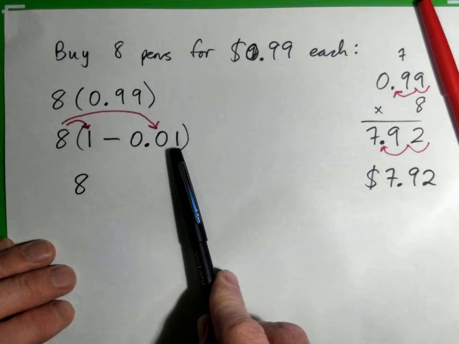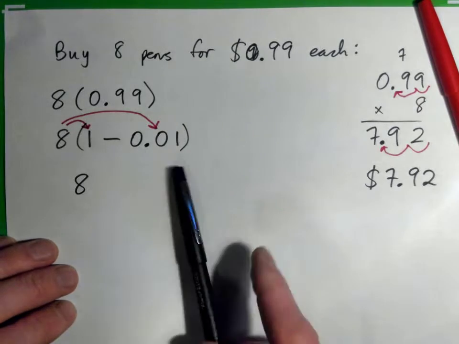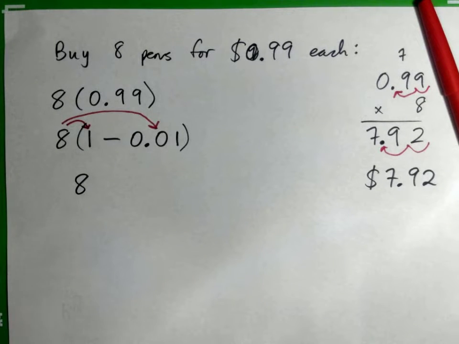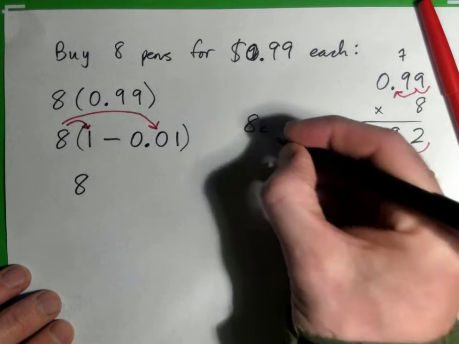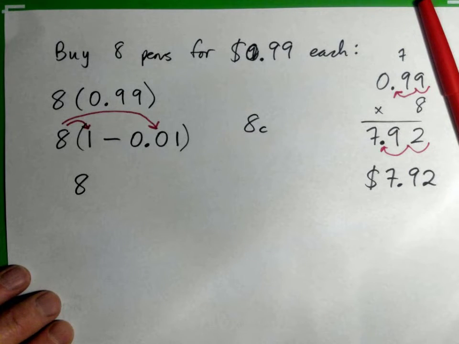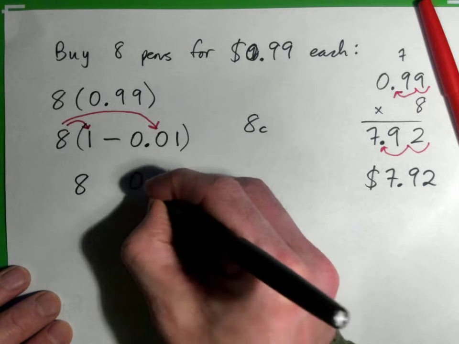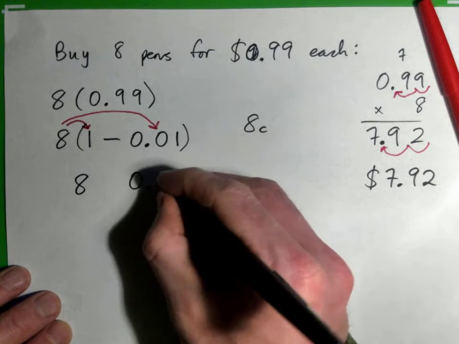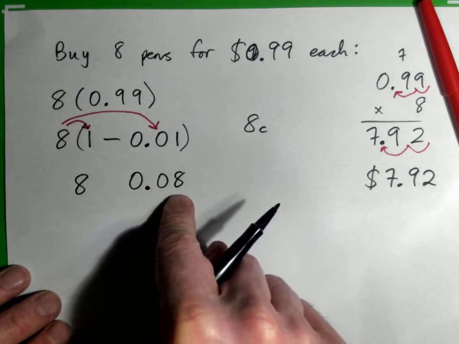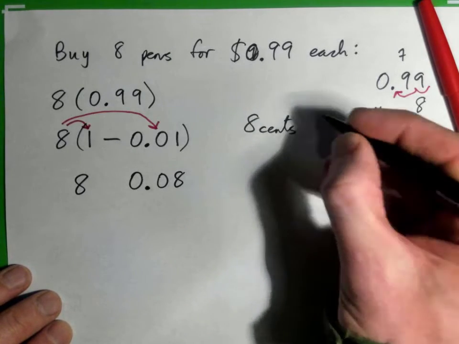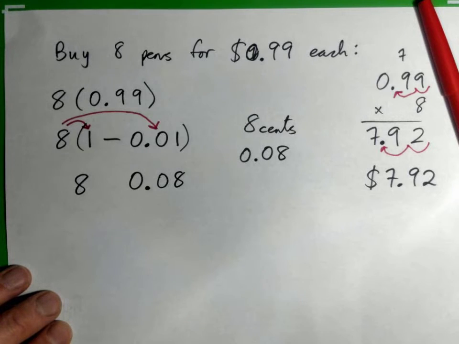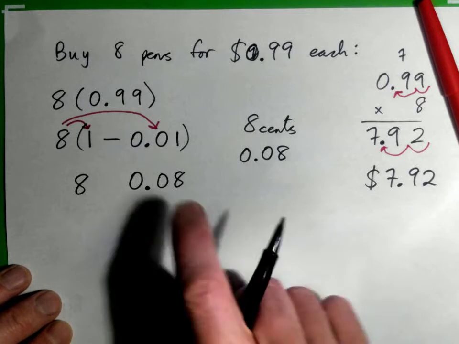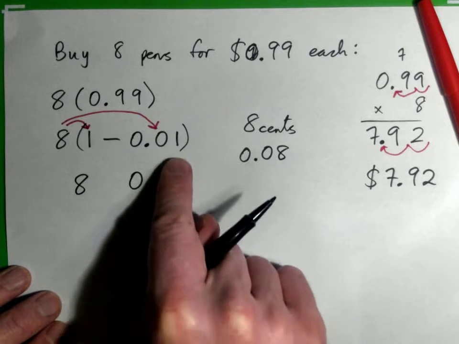How about you just think in your head, what's 8 times 1 cent? 8 cents. What does 8 cents look like as a decimal? 0.8. No, not 0.8. 0.08. Yeah, that's 8 cents, isn't it? 8 cents looks like this, 0.08. Well, isn't that the tenths and the hundredths? Yeah, the hundredths, exactly. That hundredths place is where cents are located.